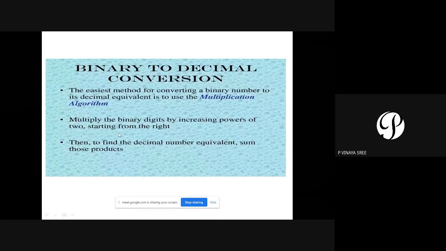Before that, let me see. This is the easiest method for converting a binary number to its decimal. Am I audible? Yes, ma'am. Okay, this is one of the easiest methods, using a multiplication algorithm. Multiply the binary digit by increasing powers of 2.